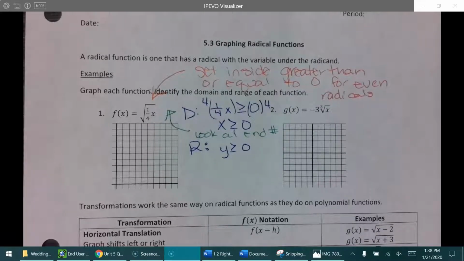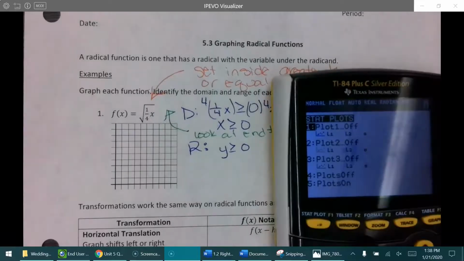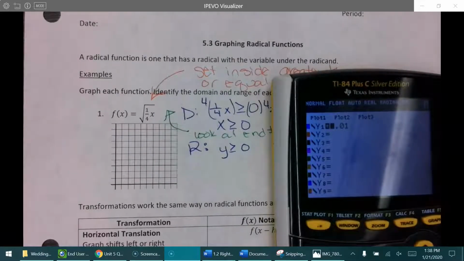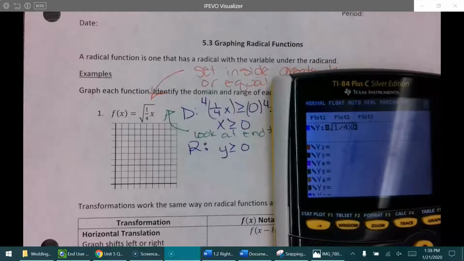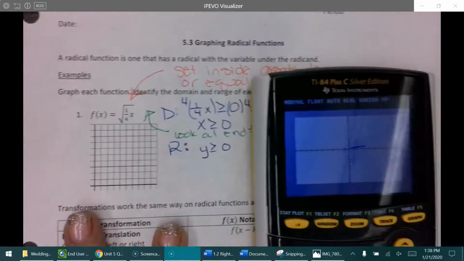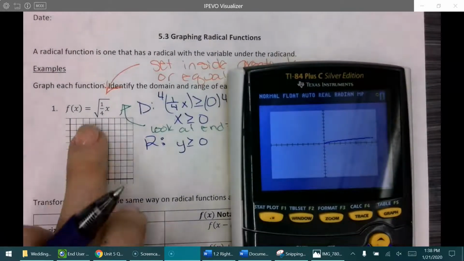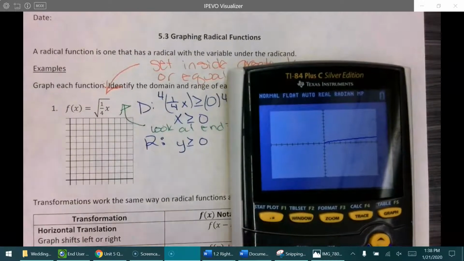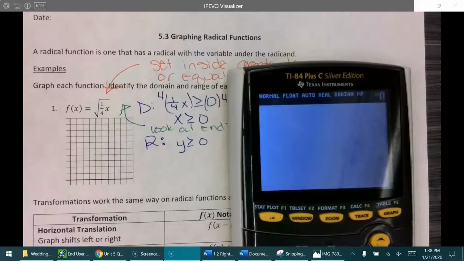Okay, then I want to go graph this. I typed in the equation.